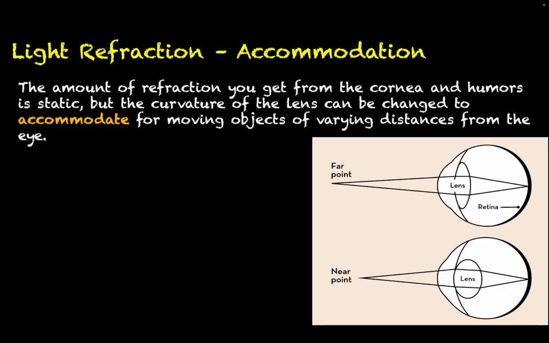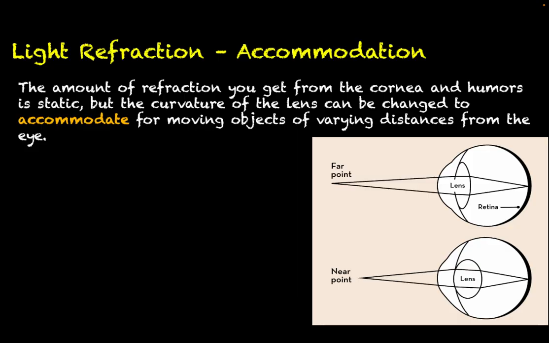First, let's talk about the accommodation process. So, we definitely get a lot of refraction off of the cornea, but let's talk a little bit more about the lens for now. The amount of refraction you get from the cornea and the humors is basically static. It's set in place. It's based on curvature, it's based on refractive indices, and the curvature of those structures is not really something that's going to change much over time.